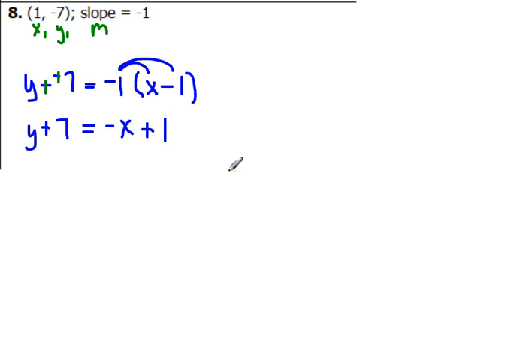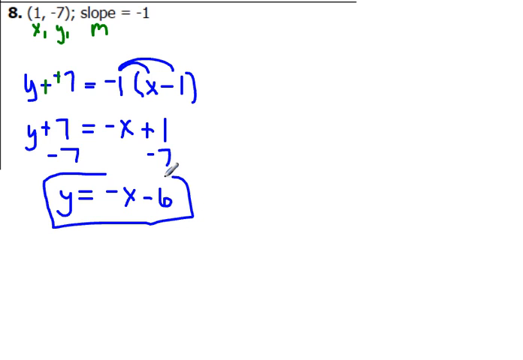Okay, so we're almost to slope-intercept form. The last thing we have to do is get y by itself. So we're going to do that by subtracting 7 on both sides. So now we have y equals -x, and then 1 minus 7 is going to be -6. So there you have it. The use of the point slope formula to write an equation of a line.